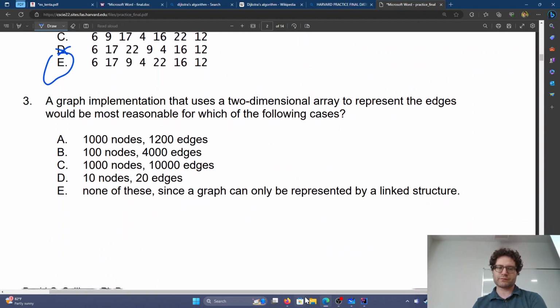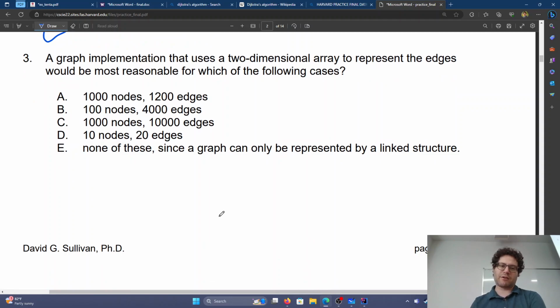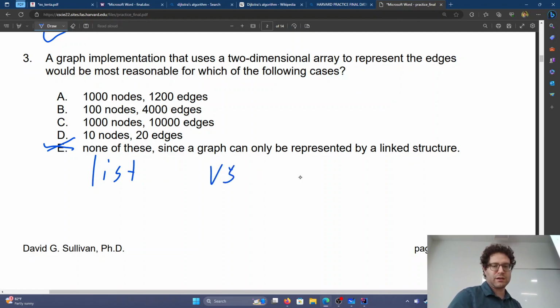All right. I like this one a lot. A graph implementation that uses a 2D array to represent the edges would be the most reasonable in which of the following cases? Some amount of nodes versus some amount of edges. I'll go over that in just a second. And the answer is E, none of these, because a graph can only be represented by a linked structure. This is incorrect. You can represent a graph with a 2D array. We call that an adjacency matrix. Okay, the question is, where do we use a matrix? Where do we use an adjacency list versus a matrix?